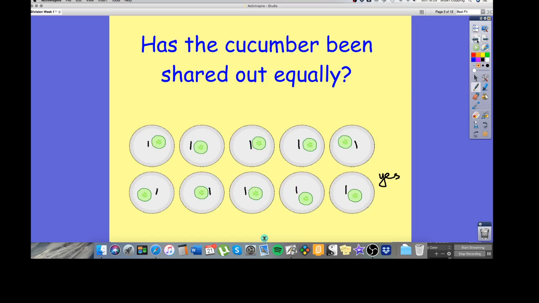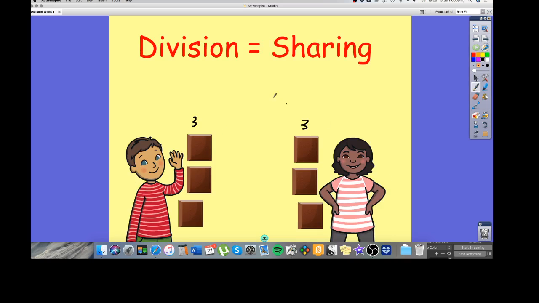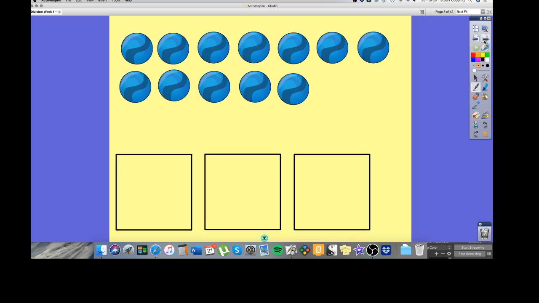So if I go back to here, we had 10 bits of cucumber and we shared it equally out amongst the plates, so they all got 1 each. Here we had 6 bits of chocolate. We shared them out equally between 2 people. They both got 3 each. Okay, let's just go through a couple of other things before I send you on your way for your activity.